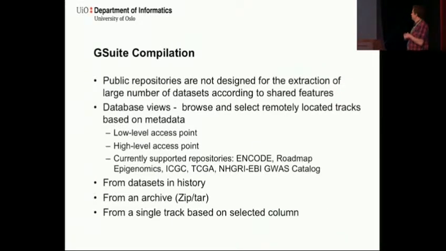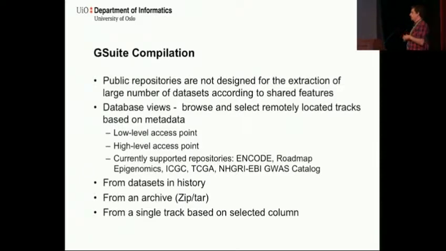To solve this, we rely on the concept of database views. So we develop tools that allow you to browse and select remotely located tracks based on some characteristics. We provide two access points, a low-level access point that just gives you all the metadata that is found in the repository, which you can browse, and it's literally a copy of the metadata found in these repositories. We do this by crawling the public databases.